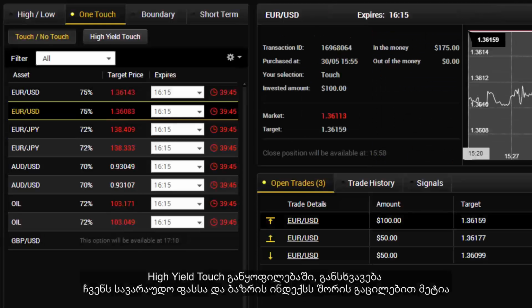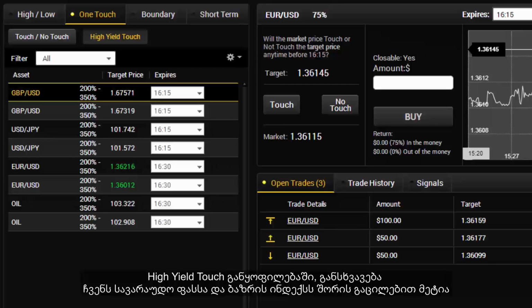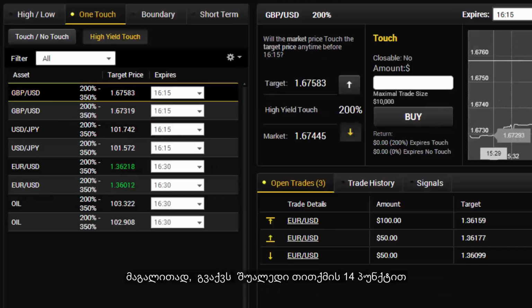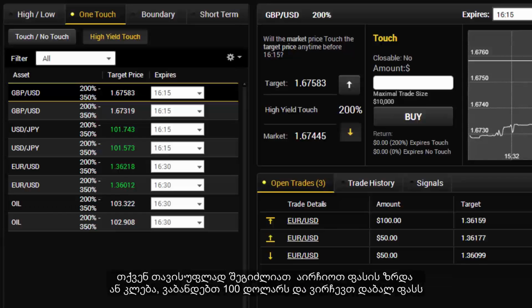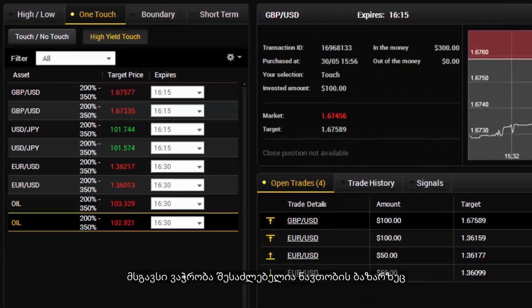In High Yield Touch section, the difference between our estimated price and the market index price is much greater. For instance, here we have an almost 14 pip gap. The expiry time can be set too, and again you are free to choose whether it is going up or down. Here we invest $100 and choose the lower price. It is also possible to do trades in the oil market as well.